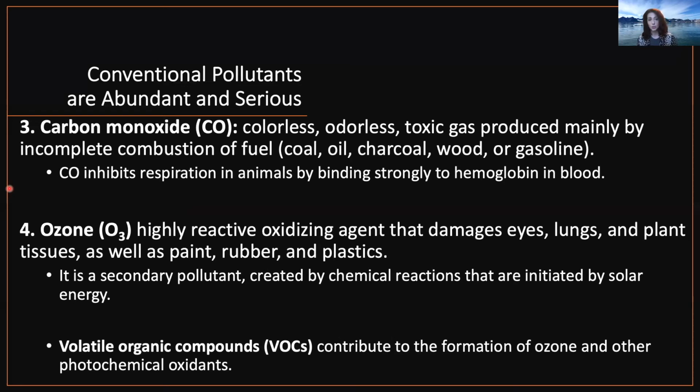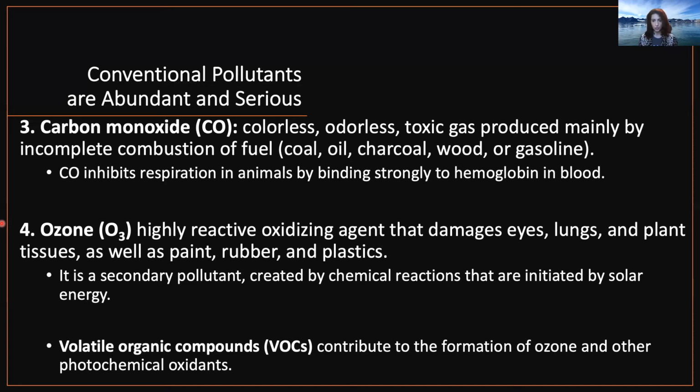So that brings us to ozone. We've talked about ozone before because of its importance in the upper atmosphere, where it shields us against UV radiation from the sun. We talked about that in the climate chapter, but it actually is pretty damaging to humans at the ground level. That's because ground level ozone is a highly reactive oxidizing agent that can damage our eyes, our lungs, even plant tissues, as well as stripping paint and rubber and plastics.